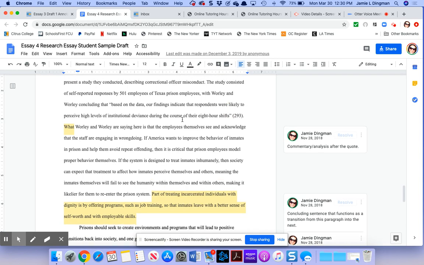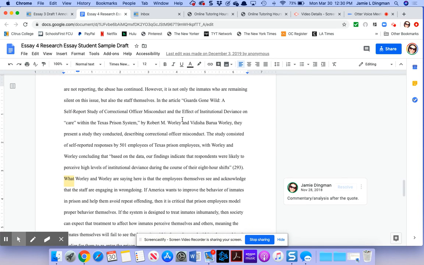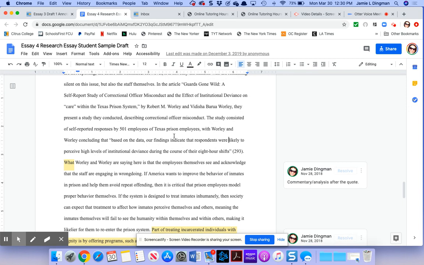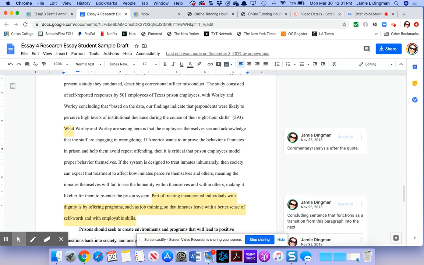Okay, so they set up the background of this too, right? They give us the title of the article, the authors, and then they explain a little bit about what the study was about, right? A self-reported study of those Texas prison employees and what they found out.